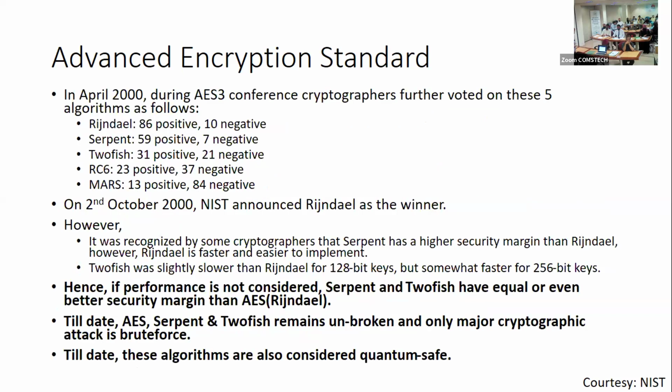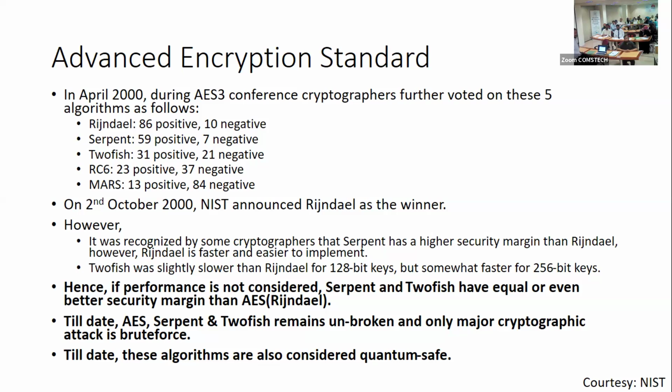However, in the coming months, they did some scoring, and they saw that Rijndael has 86 positive and 10 negatives. Serpent has 59 positive, 7 negative, Twofish 31, and RC6 and MARS were rejected. And then eventually from these three, Rijndael, Serpent, and Twofish, on 2nd October 2000, Rijndael came out as the winner, and today you know Rijndael as AES.